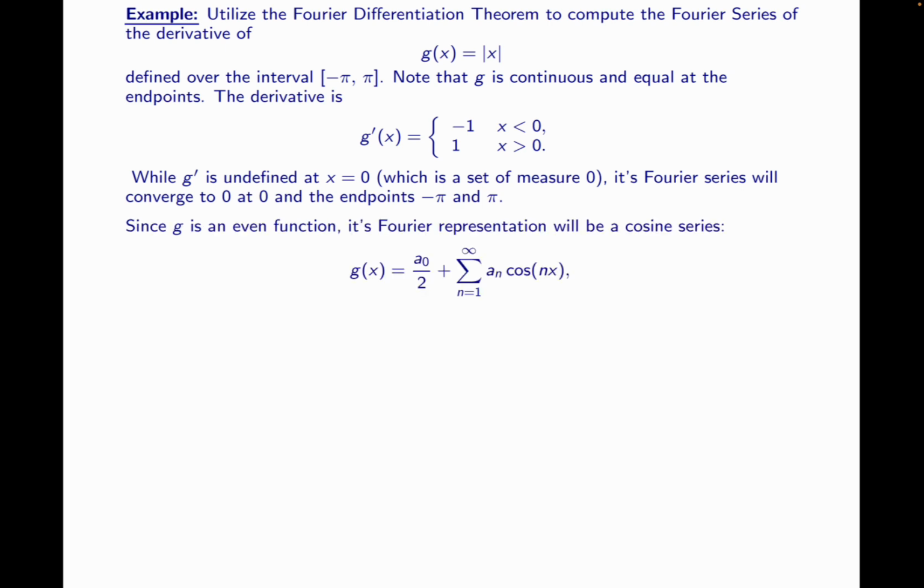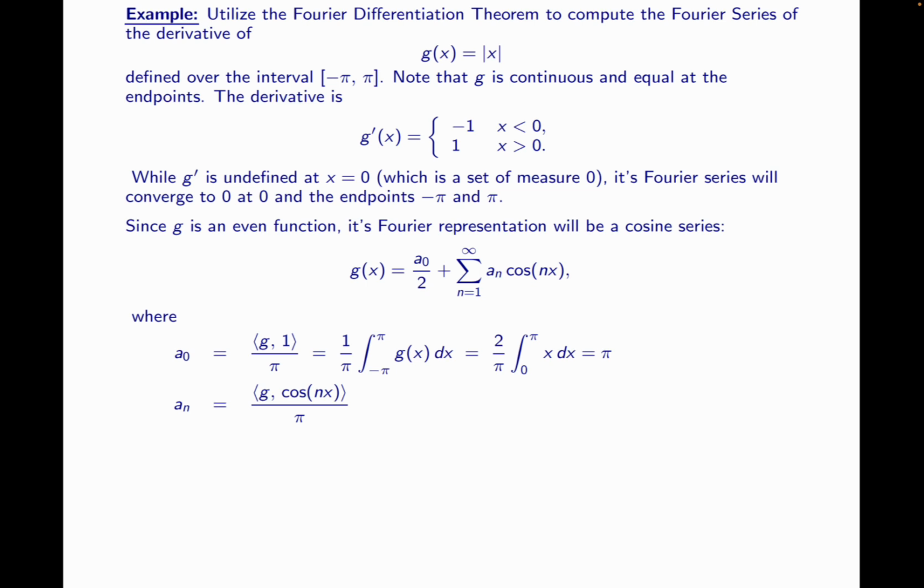Now, since g is an even function, its Fourier series will be a cosine series. A naught is the inner product of g and 1 over pi. Right, so that's 1 over pi times the integral of g from negative pi to pi. And that's just pi.